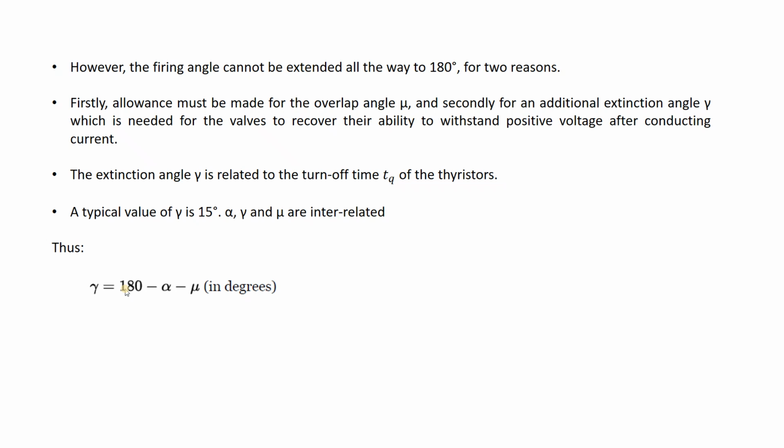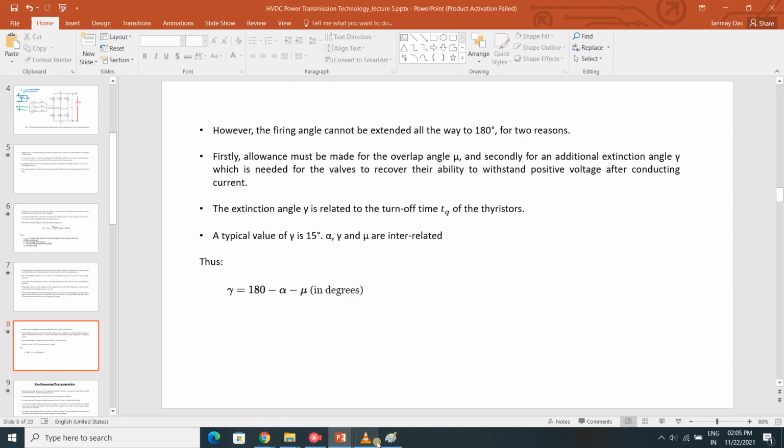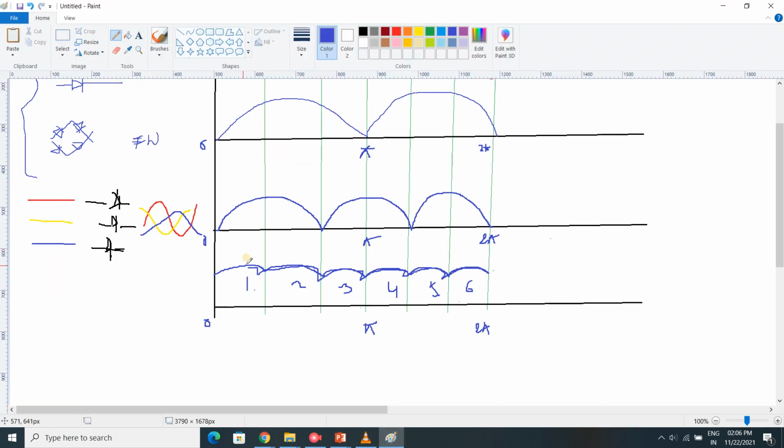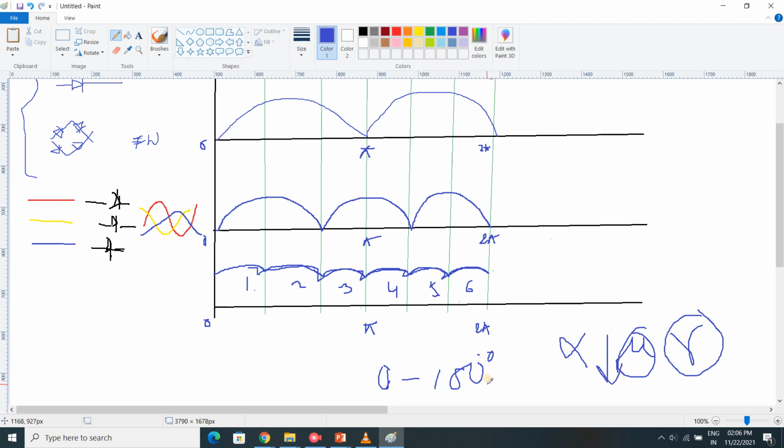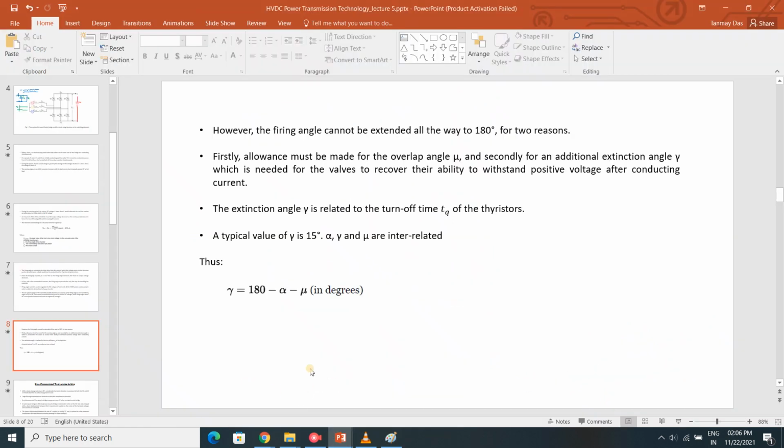So alpha plus mu plus gamma should be 180 degree. That is why you cannot go directly to 180 degree. The alpha cannot be 180 degree because there is mu and gamma also. Within this entire 180 degree, this has to be there. So firing angle is from 0 to 180, and everything, that is firing angle, mu and gamma, is there. Gamma you cannot avoid, and mu you have to minimize as much as possible. Depending upon that, the value of alpha is set.